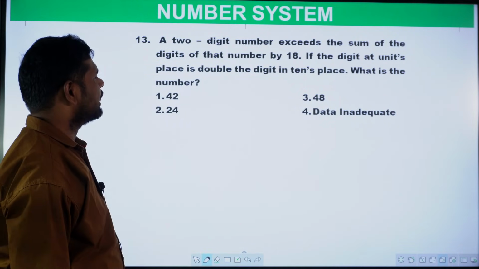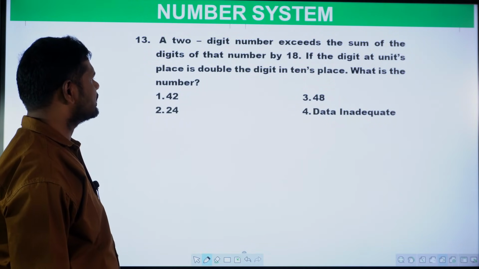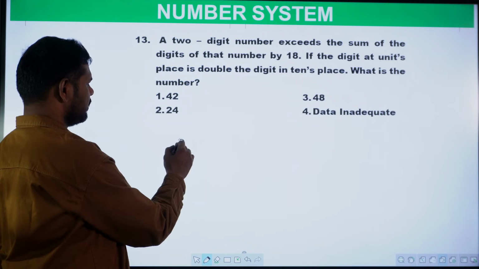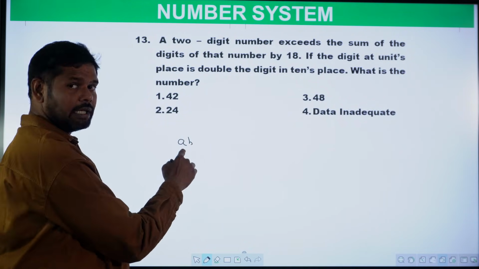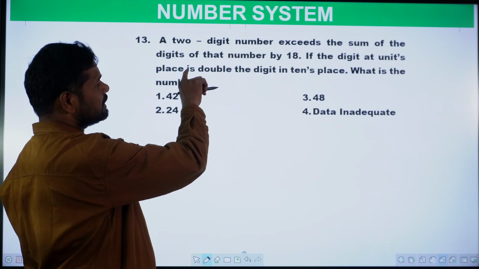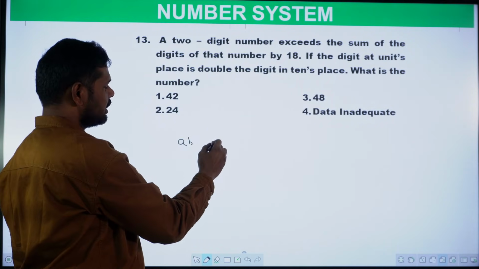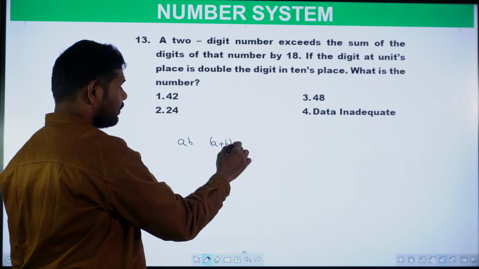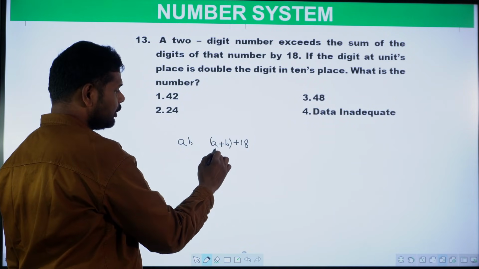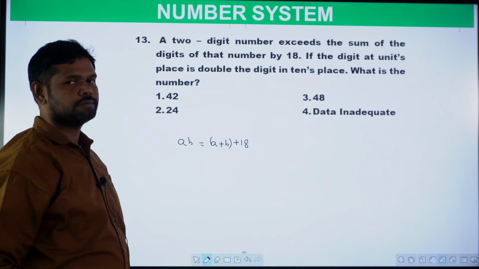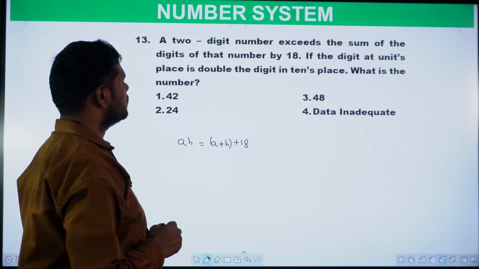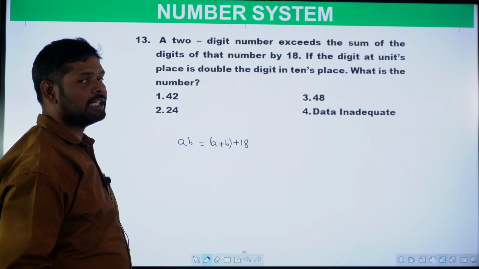A two-digit number exceeds the sum of the digits of that number by 18. A two-digit number AB is there. It exceeds the sum of digits of that number by 18. The sum of digits is A plus B, and if we add 18 to the sum of digits, we get that number. That is given. Also, the digit at units place is double the digit in tens place.